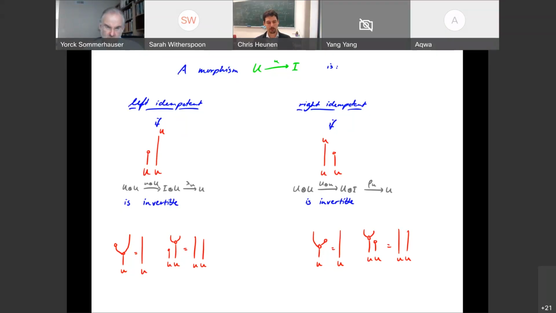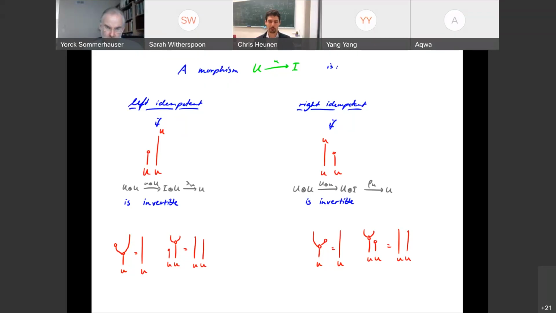And conversely, if I first do the map that forgets the left copy of u and does nothing on the right, and then I sort of copy the right copy again using the inverse, that should be the same as doing nothing on both copies of u. That's the pictures in the bottom left. So that's what it means for a morphism to be left idempotent. And of course, I can also say the exact same thing with everything on the right instead of the left.